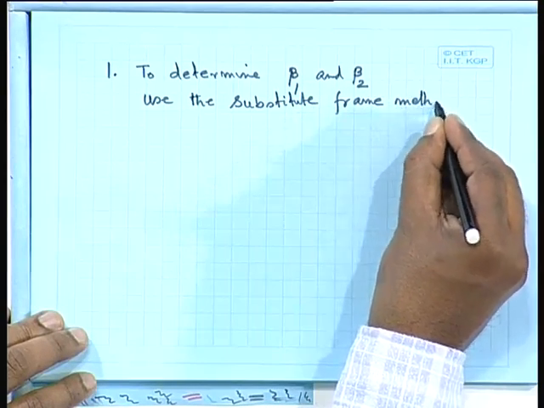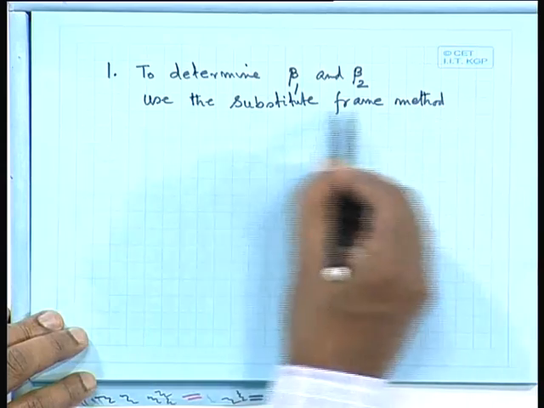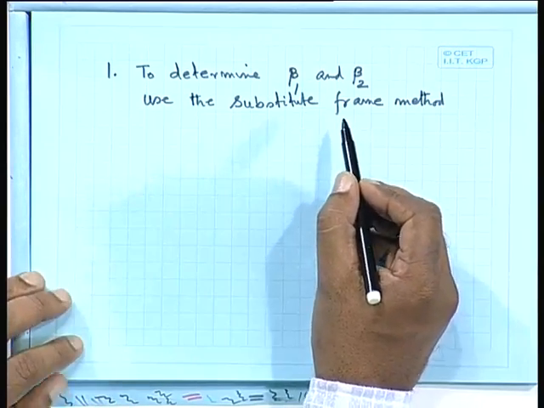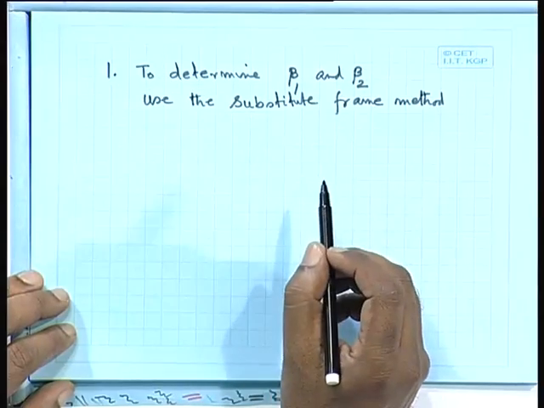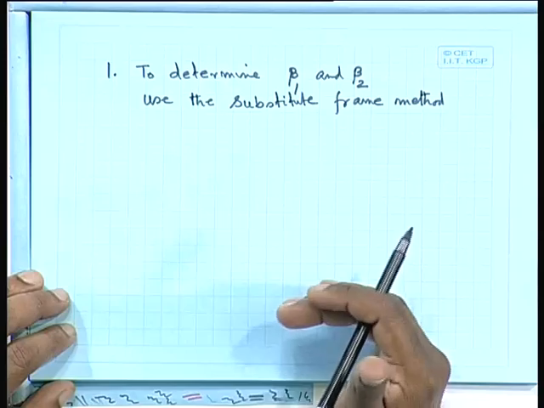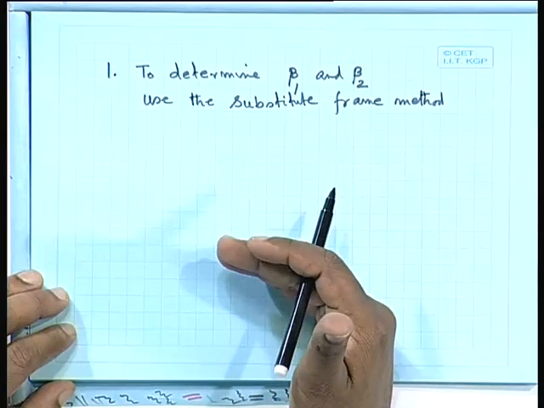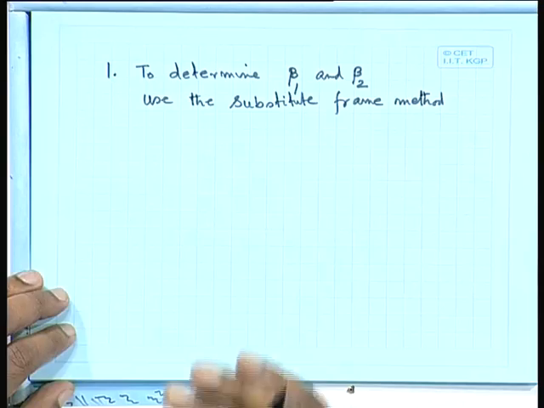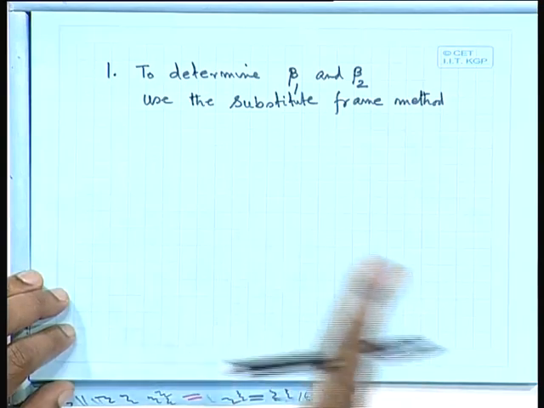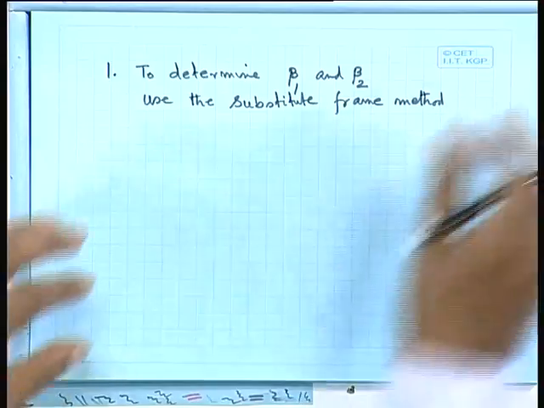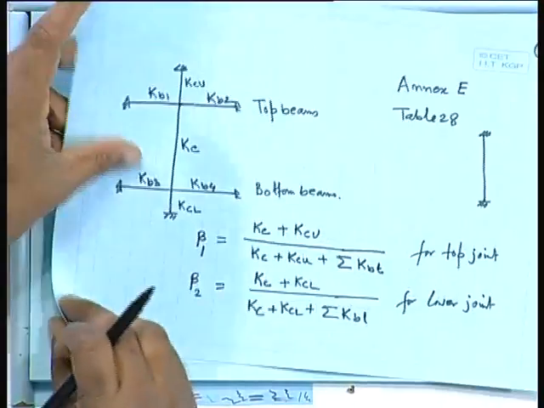What is that? We have the substitute frame method, which means we take a part of the building frame. We are not taking the whole frame, only a part of it. That means you take a column and a plane, say about the x axis. In that plane you go only to the top one column and bottom one column, and similarly one beam on the right and left each side.